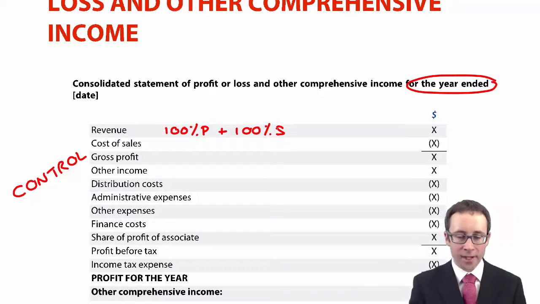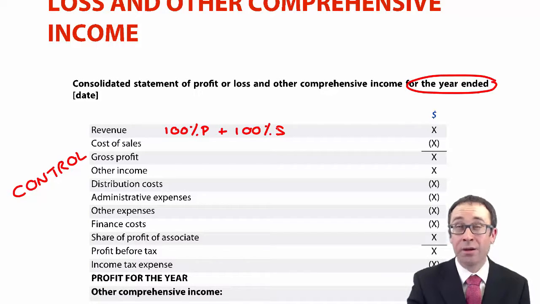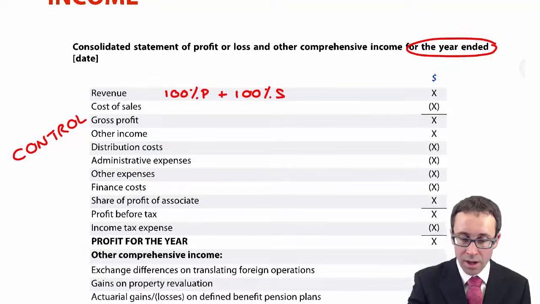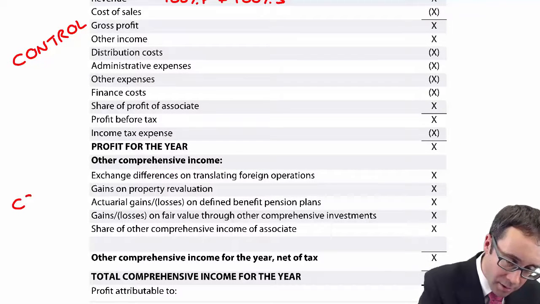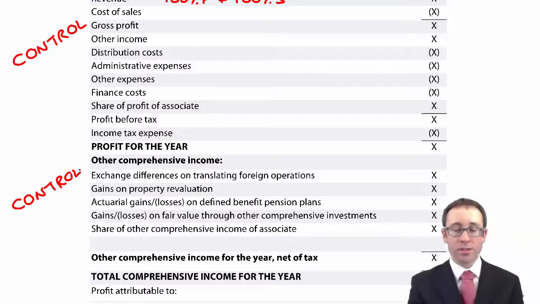I'll stop there. You do also see a share of profit of associate. You'll see that a little bit later on, in chapter 7 when we look at the associates. And then what you have there is your other comprehensive income. And again, we want to go through there and show control.